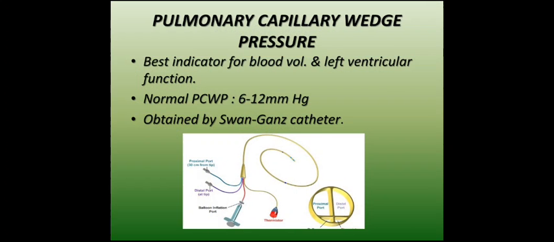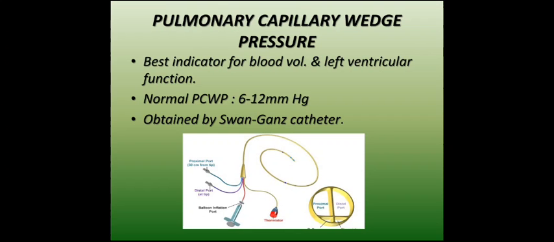Next, coming to the most important topic here, pulmonary capillary wedge pressure. It is also called pulmonary wedge pressure or cross sectional pressure. This is the pressure measured by wedging a pulmonary catheter with an inflated balloon into the small pulmonary arterial branch. It estimates the left atrial pressure. This is the best indicator for blood volume and left ventricular function. The normal PCWP value is in the range of 6 to 12 mmHg.